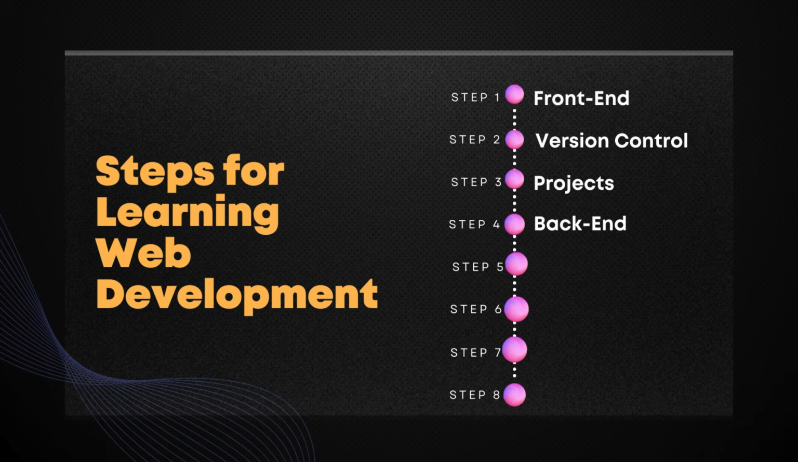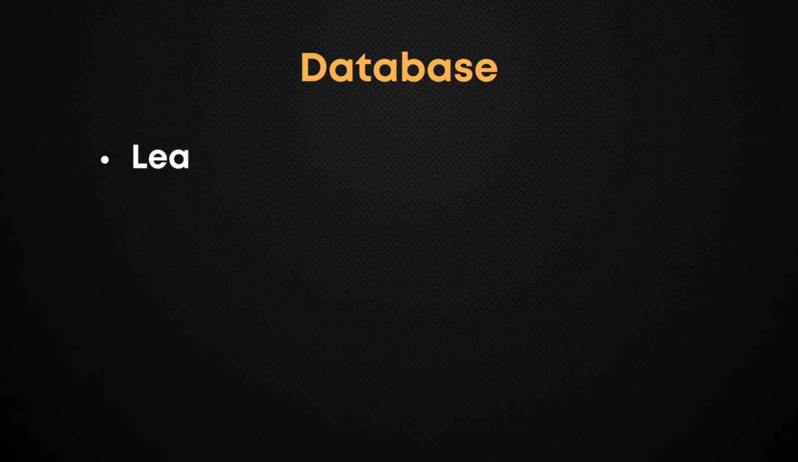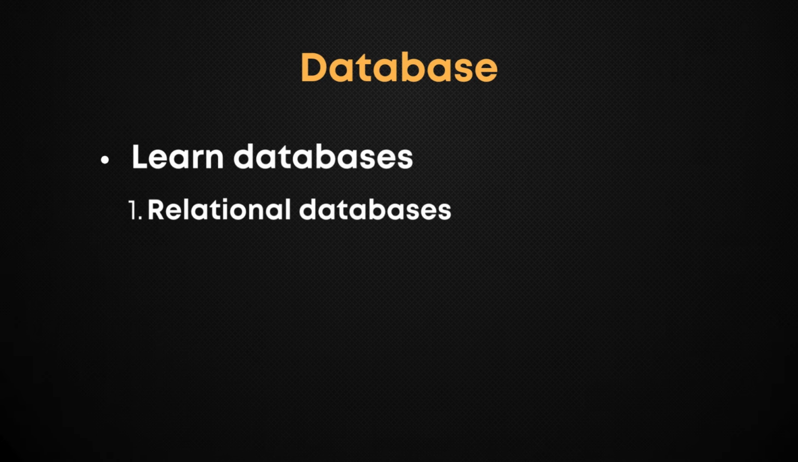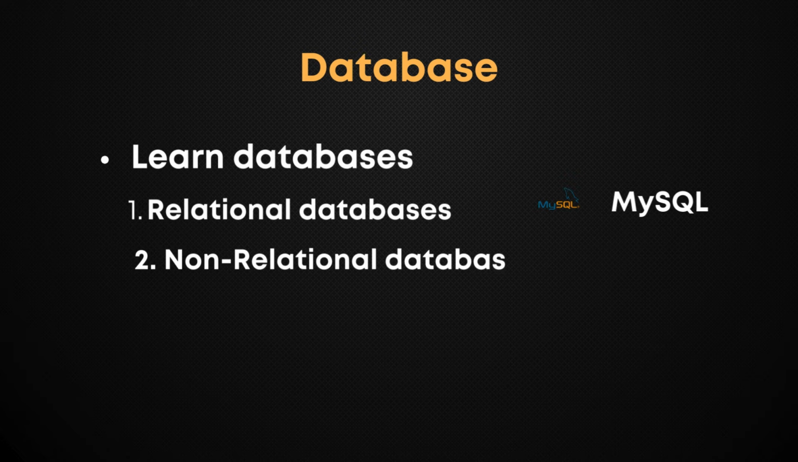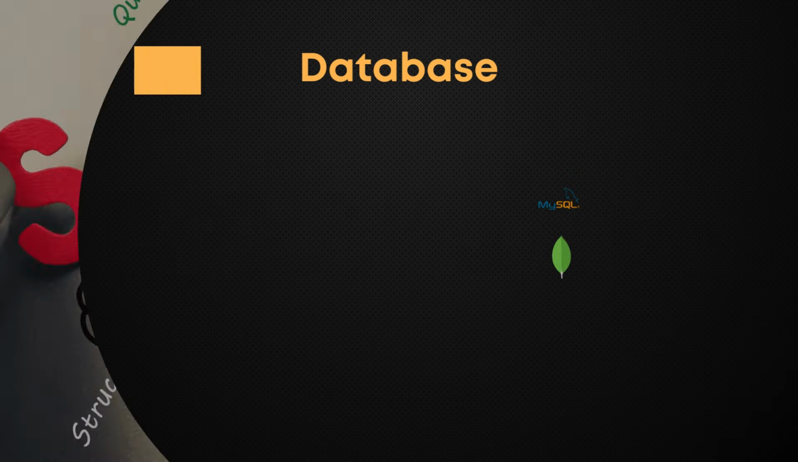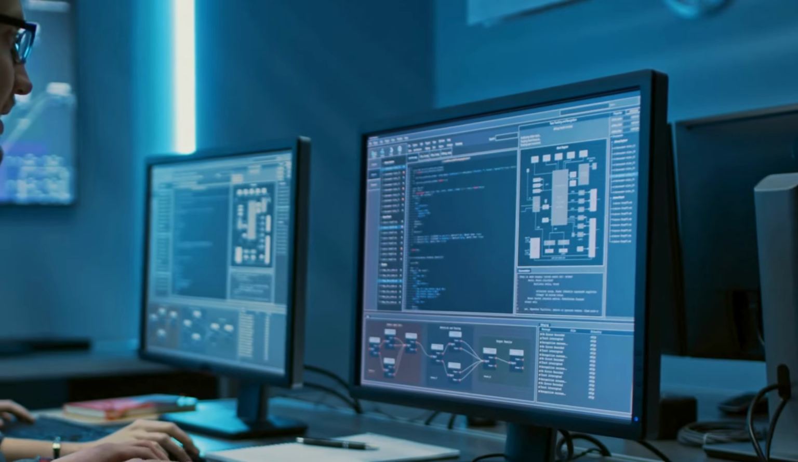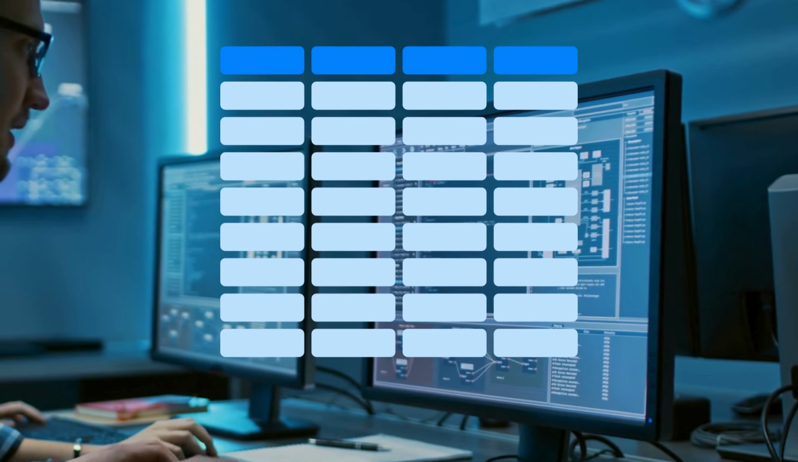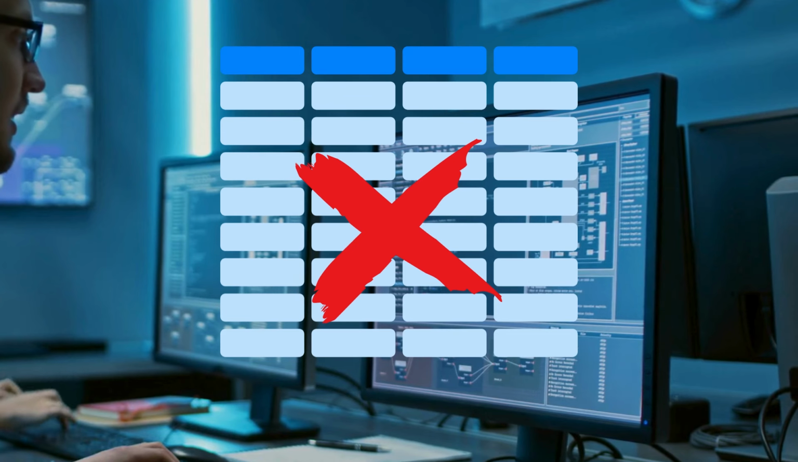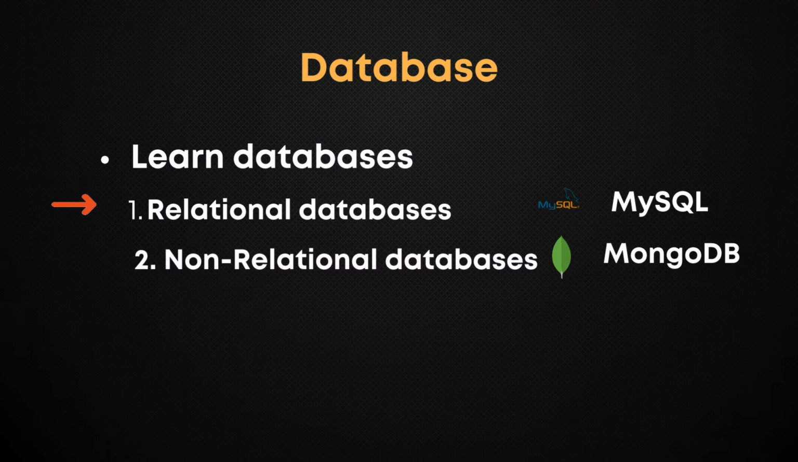Now, while learning backend, you also have to learn the databases. Understand relational databases like MySQL, PostgreSQL, also called the SQL databases, and non-relational databases such as MongoDB, also called NoSQL databases. In SQL, we store the data in form of tables, in NoSQL, we don't use any tables for storing data. If you learn SQL database first, then it will be easier to understand NoSQL databases.